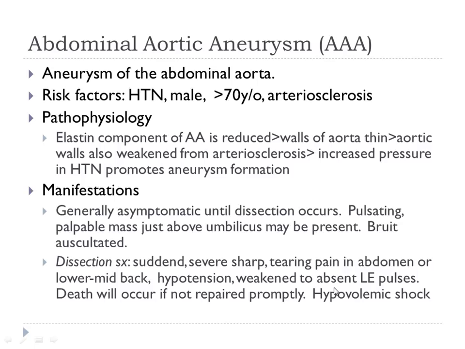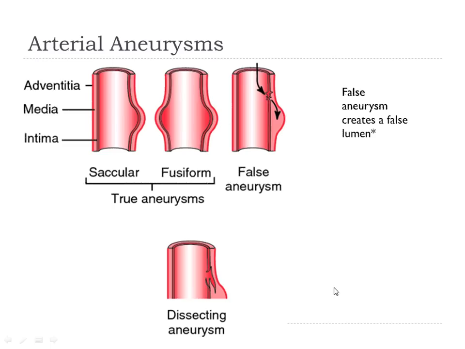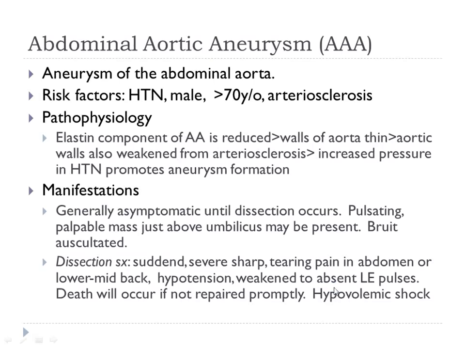So what we need to talk about mostly is a type of dissecting aneurysm. And this is a big problem. It's a serious problem. Not extremely common, but it's an abdominal aortic aneurysm. And you'll hear this abbreviated, we'll call it AAA. And what this means is that there's an aneurysm in the abdominal aorta.